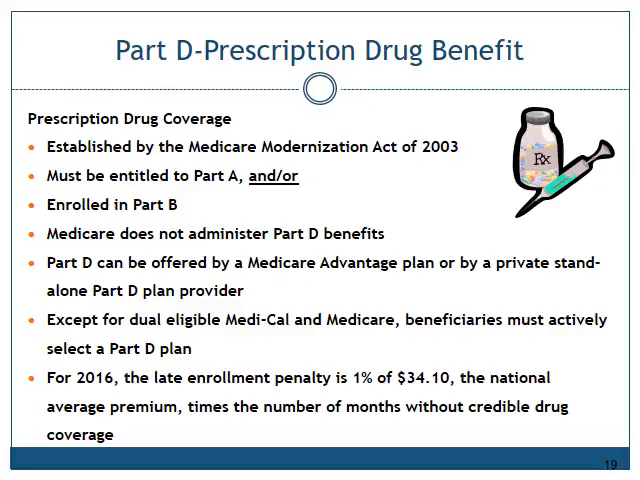Except for dual eligible, Medi-Cal and Medicare, beneficiaries must actively select a Part D plan. For 2016, the late enrollment penalty is 1% of $34.10, the national average premium, times the number of months without credible drug coverage.